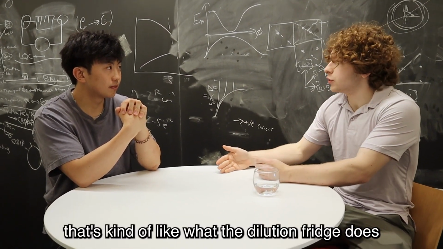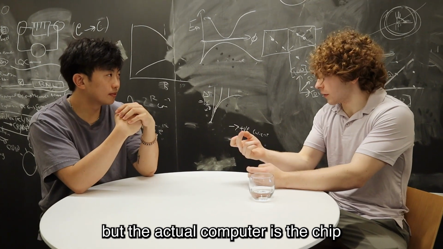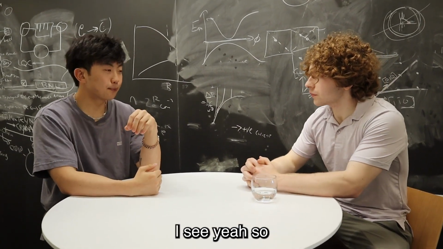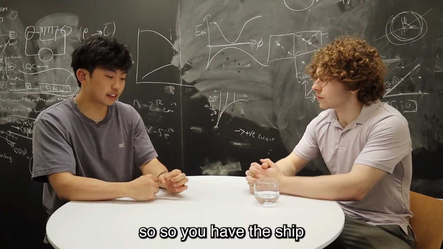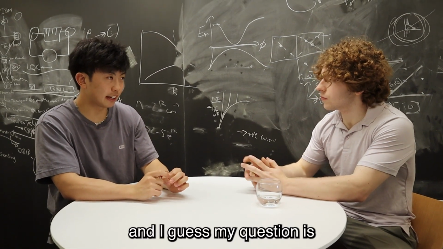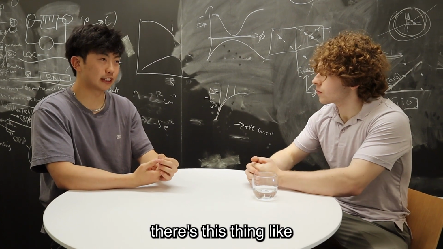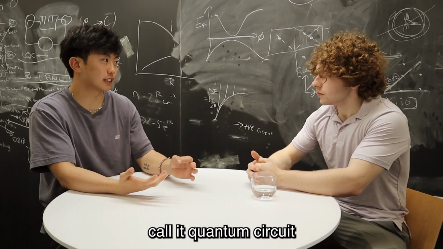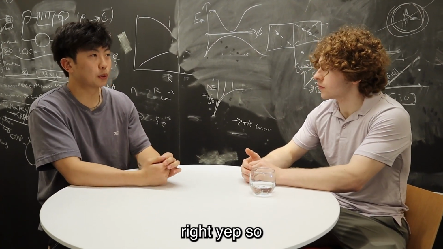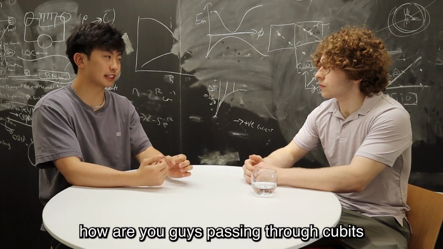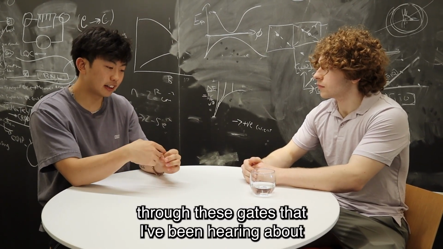That's kind of like what the dilution fridge does. But the actual computer is the chip. I see. Yeah. So you have the chip. And I guess my question is, for the chip to do anything useful in quantum computing, there's this thing called a quantum circuit, correct? Yes. Yep. So how are you guys passing qubits through these gates that I've been hearing about?